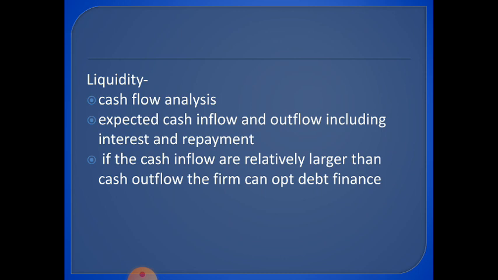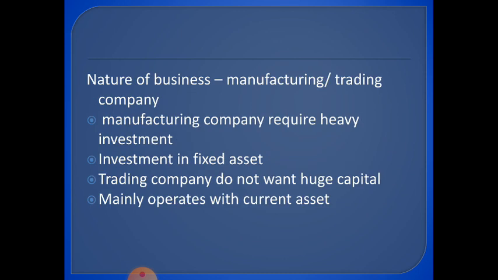Then the third one is the nature of business. There are two types of business, that is manufacturing company and trading company. A manufacturing company requires more investment, huge investment compared to a trading company, and needs fixed investment. But a trading company does not have any huge investment or fixed investment. It needs current assets for its operations. This is the nature of the business.